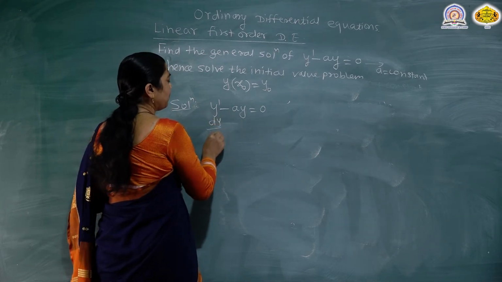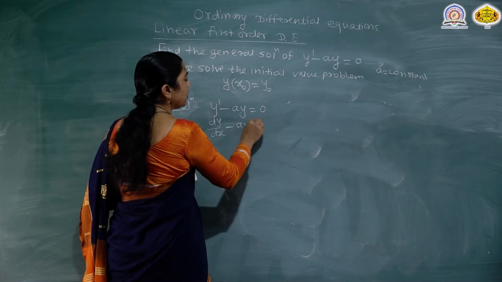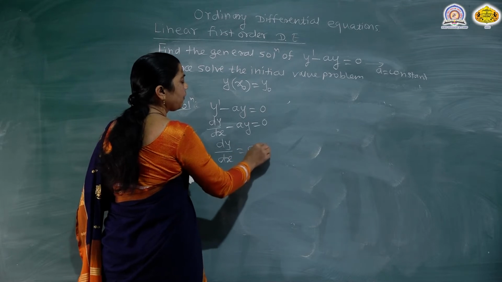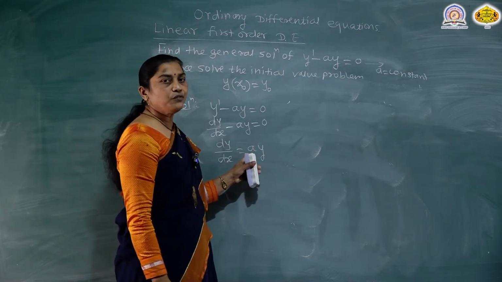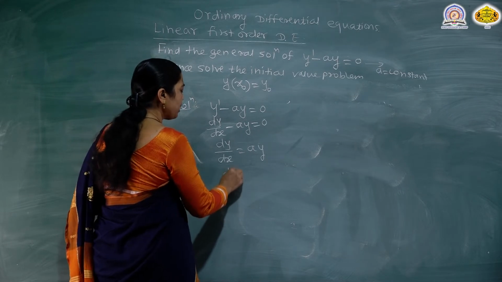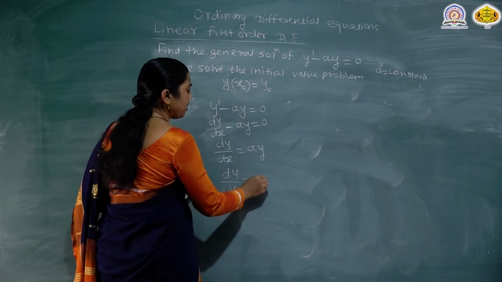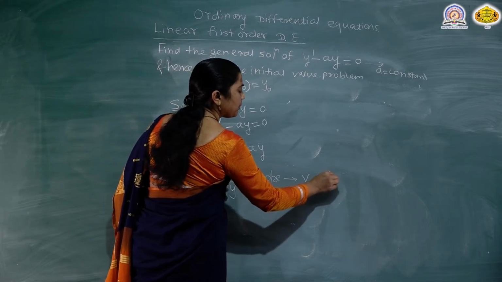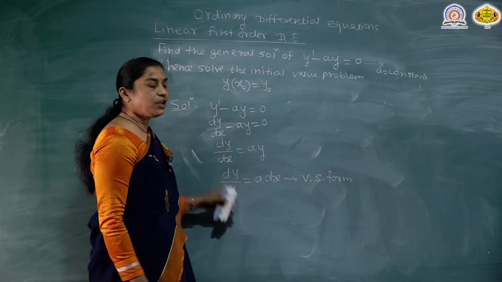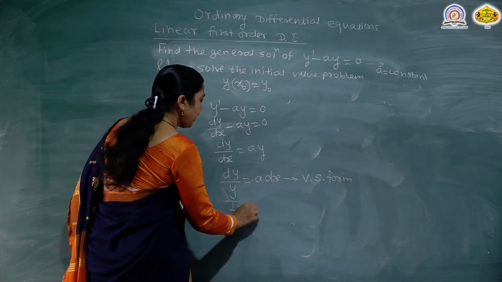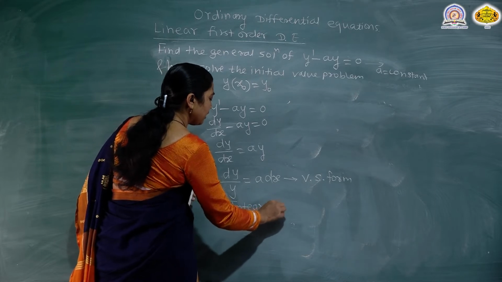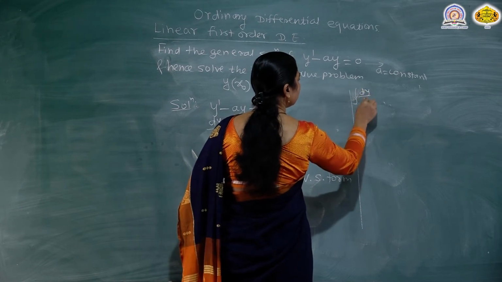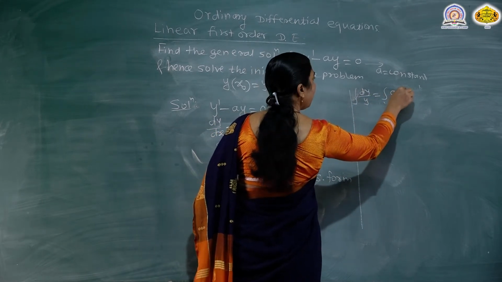That is, dy/dx - ay = 0, or we say dy/dx = ay. We want to write the variable separable form. So what is the variable separable form? dy/y = a dx. This is the variable separable form. And once we get the variable separable form, we integrate this equation. So integrating, we get the integral of dy/y is equal to the integral of a dx.